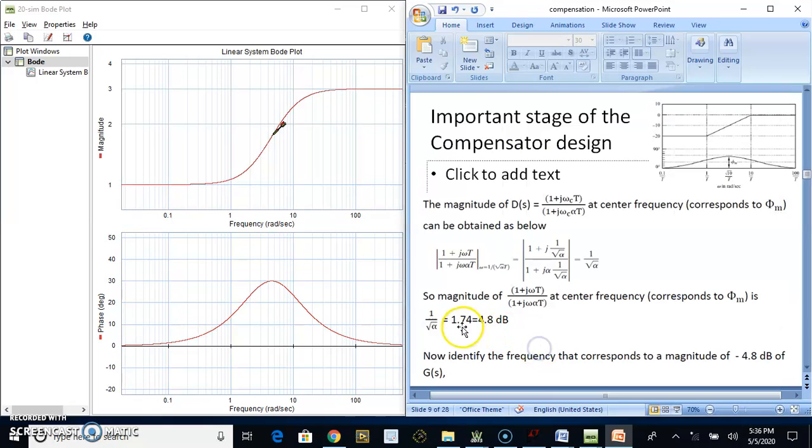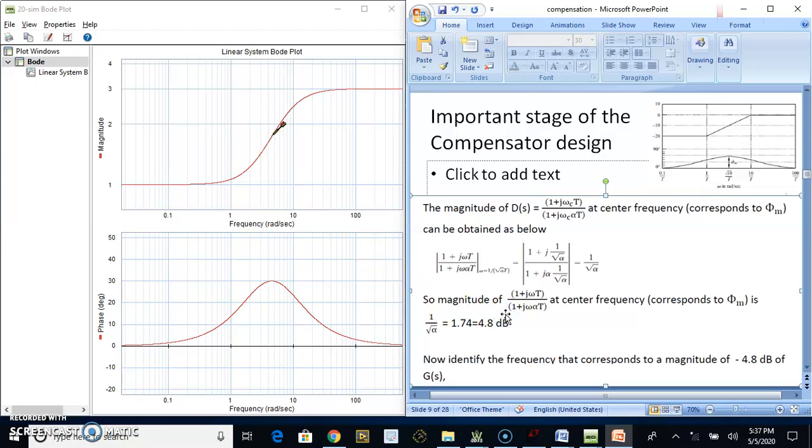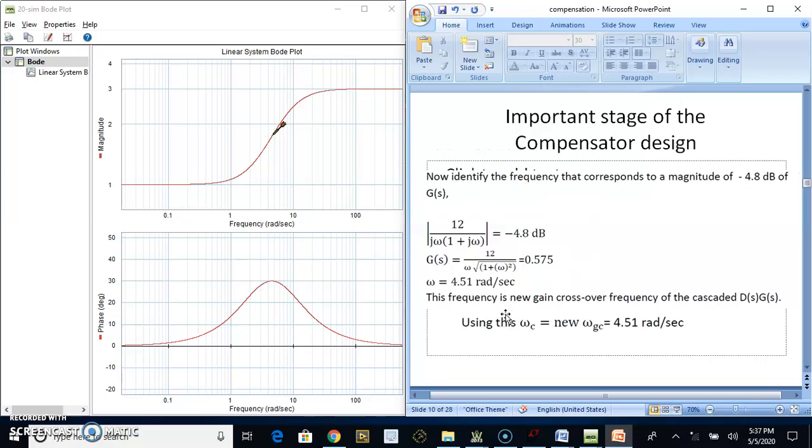This is what we are looking at. At this particular frequency which corresponds to maximum phase shift, the magnitude of this phase lead network is 4.8 dB or 1.74. It is 1.74 in terms of ratio, which is 4.8 dB. Since it is introducing 4.8 dB, we identify the corresponding minus 4.8 dB in the Bode plot and the corresponding omega. The corresponding omega is 4.51, which exactly corresponds to this particular frequency at which we examined.